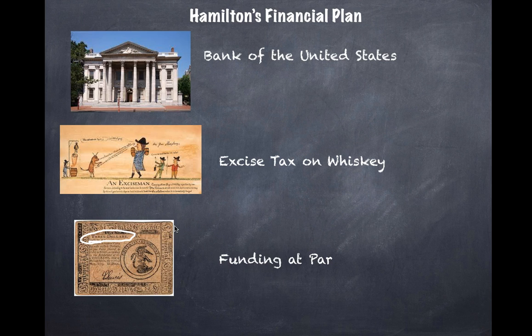Funding at par was Hamilton's proposal to make sure that the government paid back every penny that it borrowed, because that would raise the credit of the national government, meaning next time the government needed money, people would be willing to buy bonds, which are loans to the government, and know that they were going to be paid back on those bonds in full.